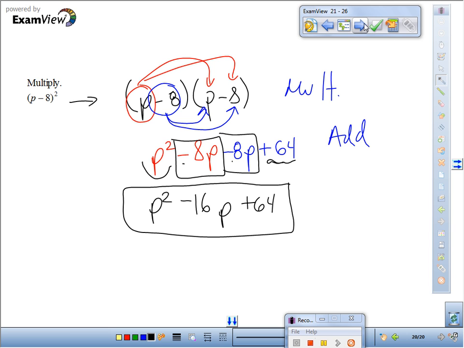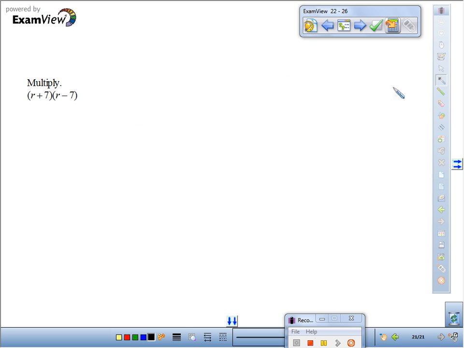Number 22. Look at this one. It's already ready to multiply, right? What is r times r? r to the second. What is r times negative 7? Negative 7r. Now the next term. 7 times r, positive 7r. 7 times negative 7, that's negative 49.